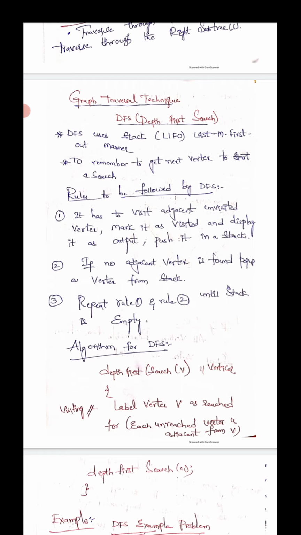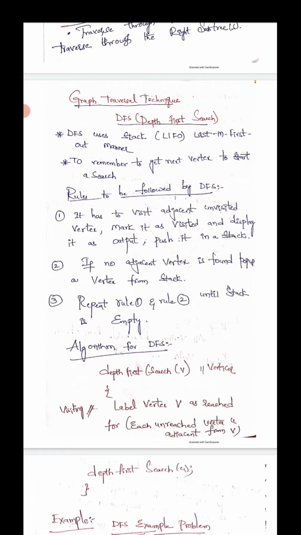First of all, it has to visit an adjacent unvisited vertex, mark it as visited, and display it as output, so we need to push it onto the stack. Coming to the second rule, if no adjacent vertex is found, pop a vertex from the stack.